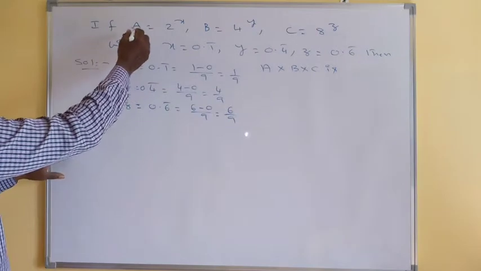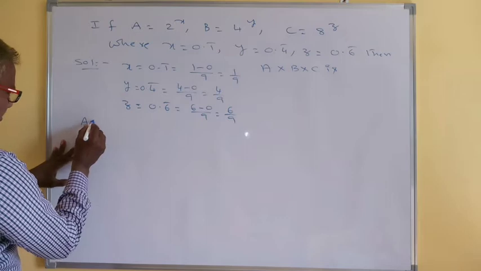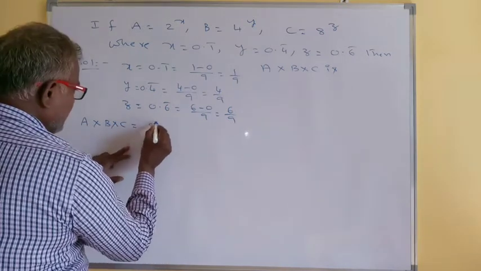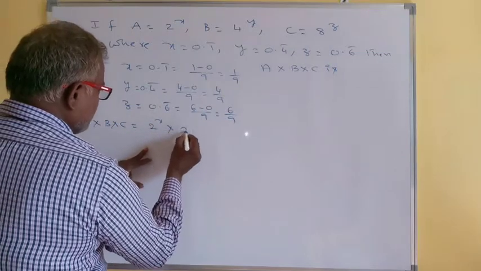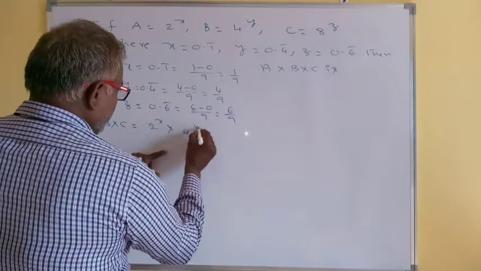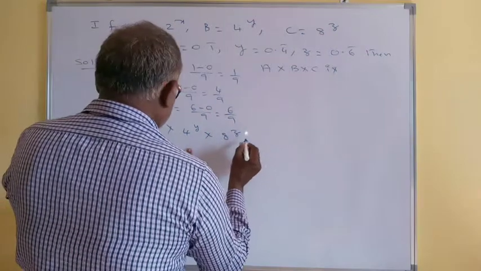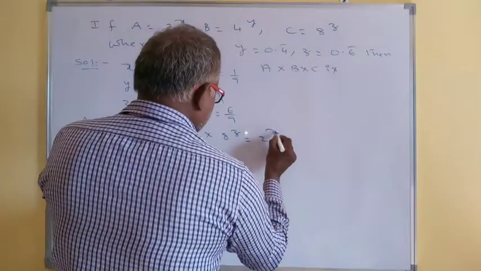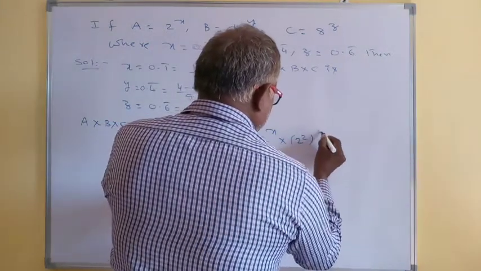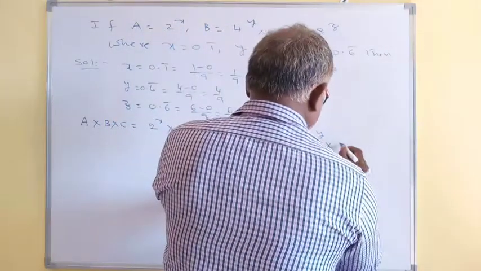So now you see, first of all, you have to simplify this one. A into b into c. What is a? 2 power x. What is b? 4 power y. What is c? 8 power z. Okay. That means 2 power x into 4 square means 2 square, into 8 means 2 cube.